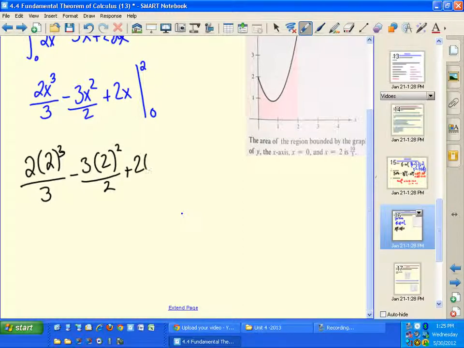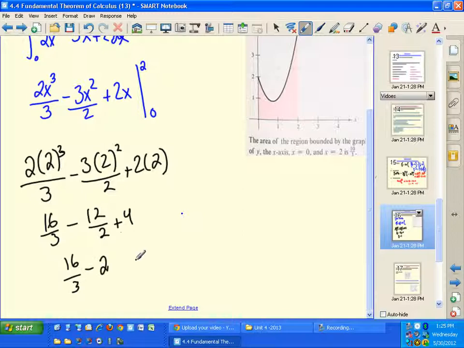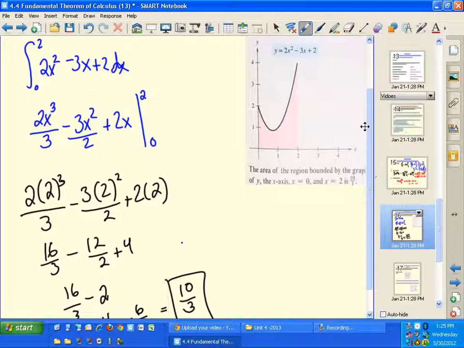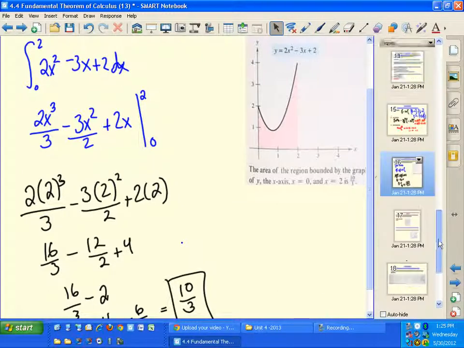Alright, so now it's just a matter of simplifying this, and I get 16 thirds minus, here we get 12 halves, and over here we get plus 4. So 12 halves is negative 6, so we really have 16 thirds minus 2, and then if we get a common denominator, it'd be 16 thirds minus 6 thirds, which is 10 thirds for my area under that curve. And that's really all we're trying to do. You could do a summation and you'd find the same thing, but I'm guessing that at this point you probably don't want to do a summation anymore.